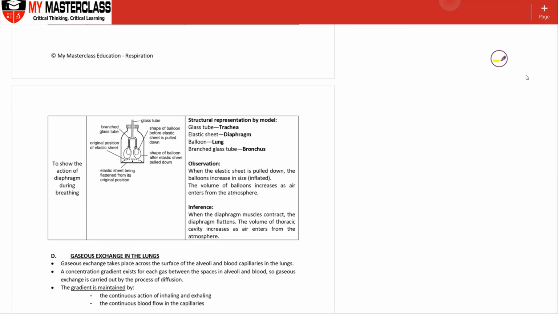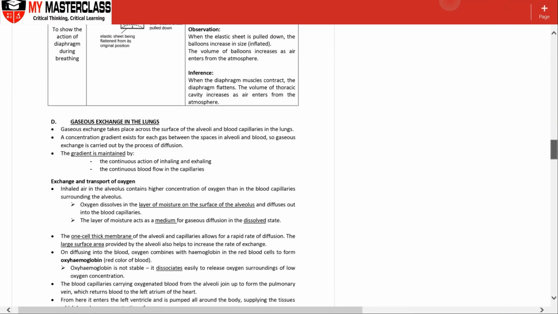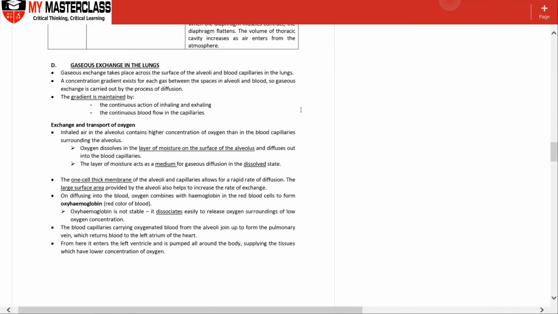Okay, the next part that we'll be looking at for respiration is gaseous exchange in the lungs and the terminologies involved in it. So that will be part 3 of respiration.